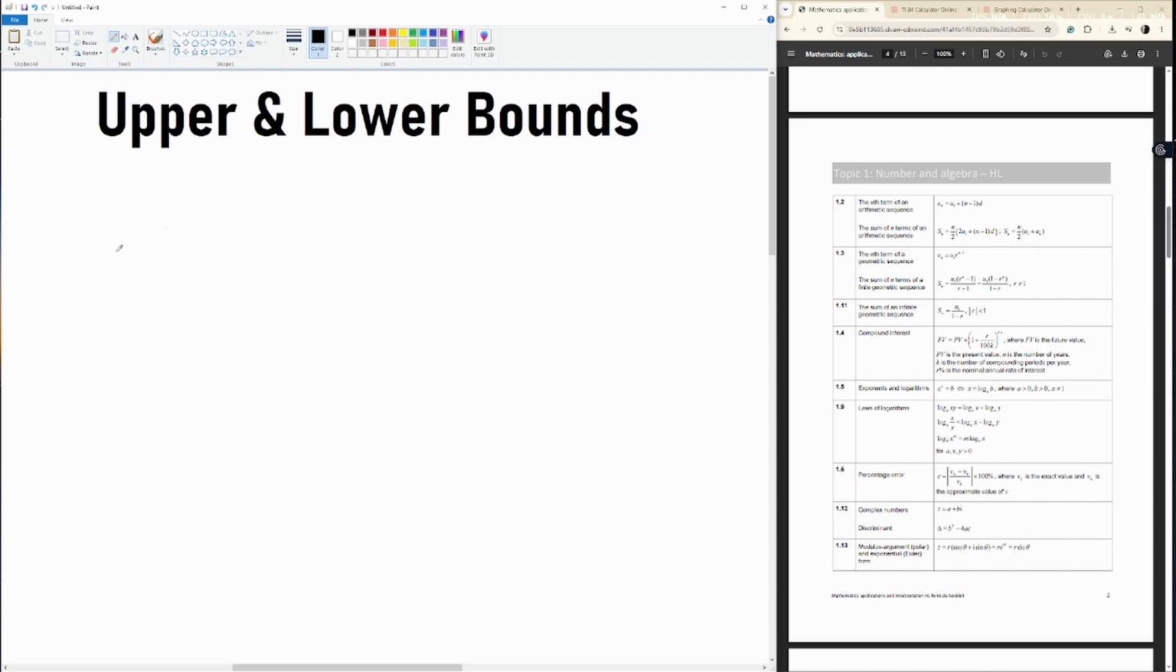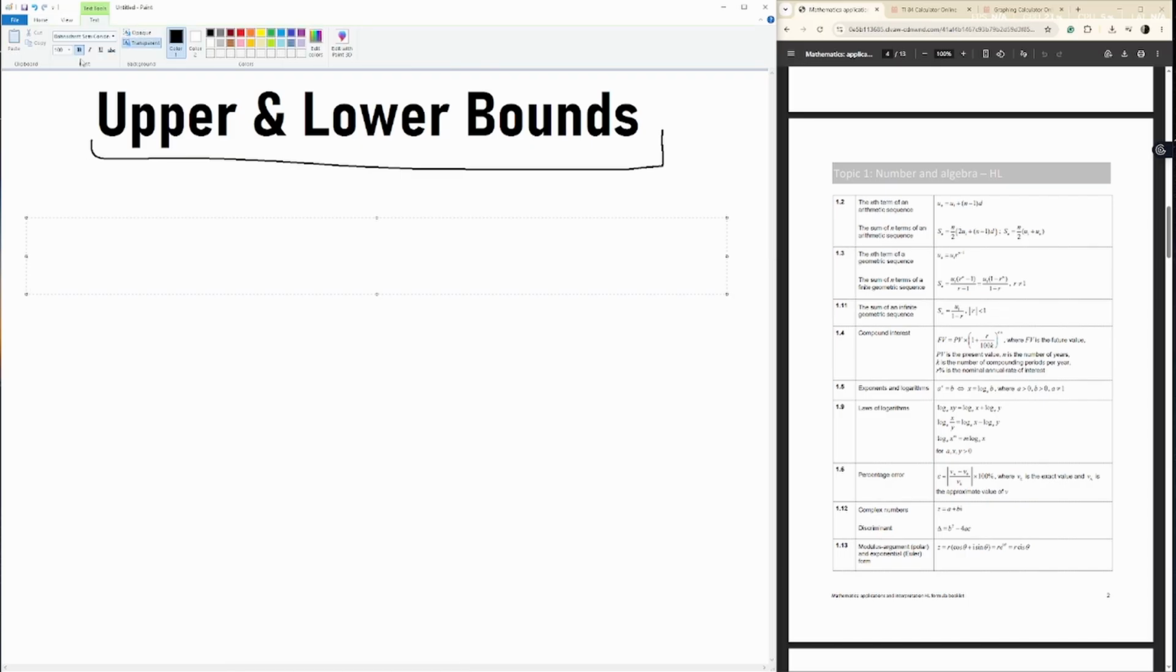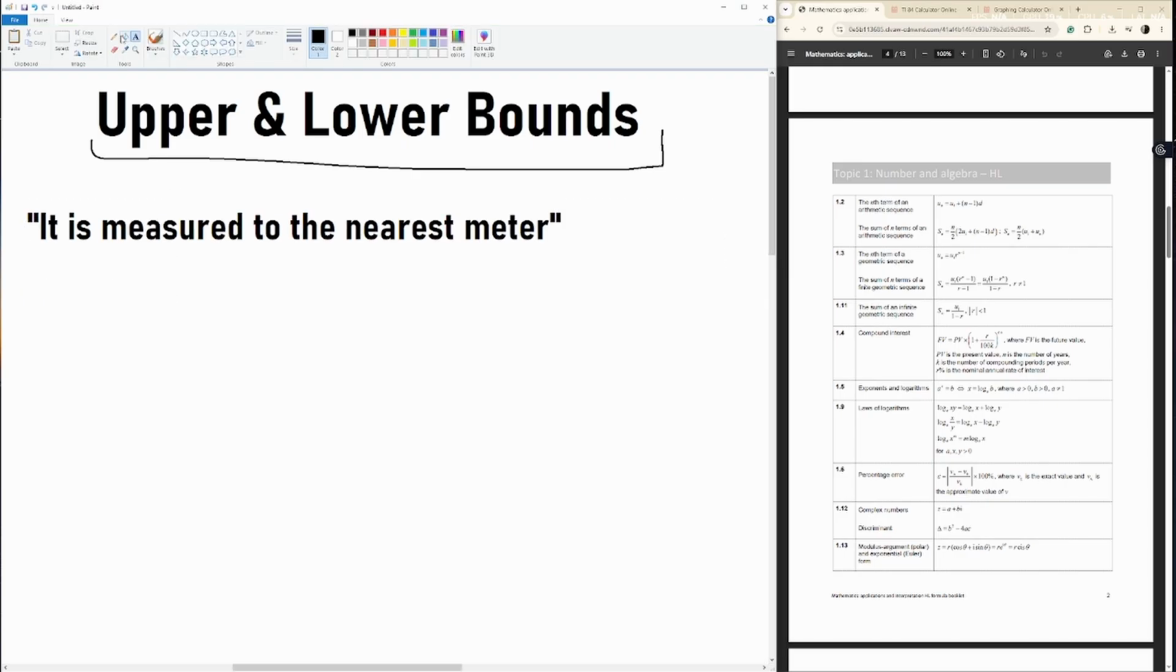In most exercises, when upper and lower bounds are given, they are usually written as something like something is measured, and then it's written that it is measured to the nearest centimeter, or like meter, let's say in this case. And upper and lower bounds are actually quite easy. A lot of people overcomplicate them. What you have to do is understand the measuring point. In this case, it's the nearest meter.